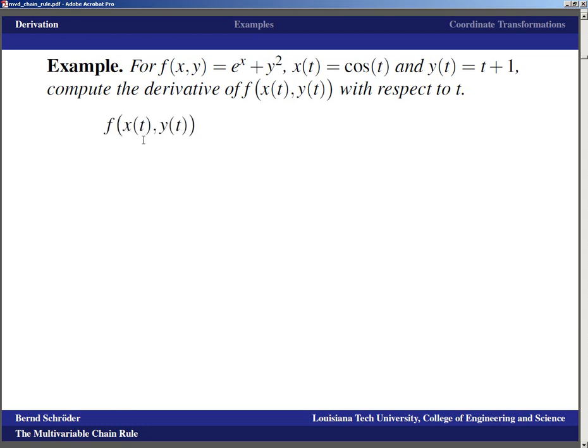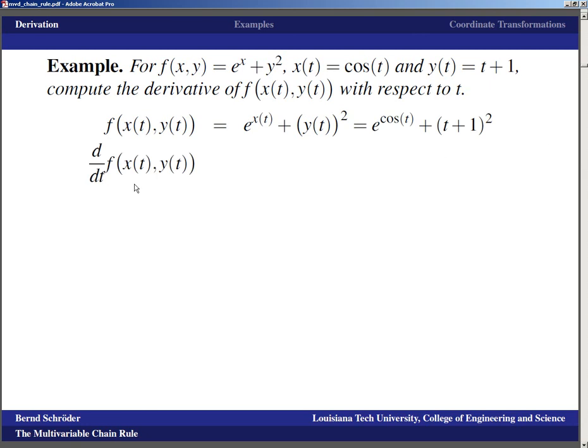Okay, so f(x(t), y(t)), well, that would be e^(cos t + (t+1)^2), right? Because t + 1 goes in here for the y. Okay, so it's e^(x(t) + y(t)^2), and that would be e^(cos t + (t+1)^2), just like I said.